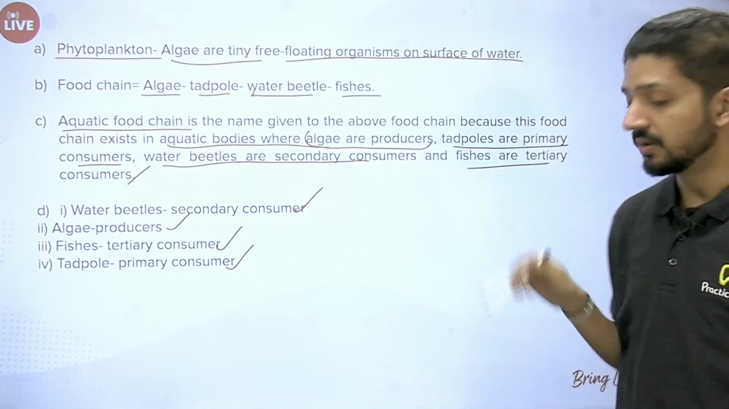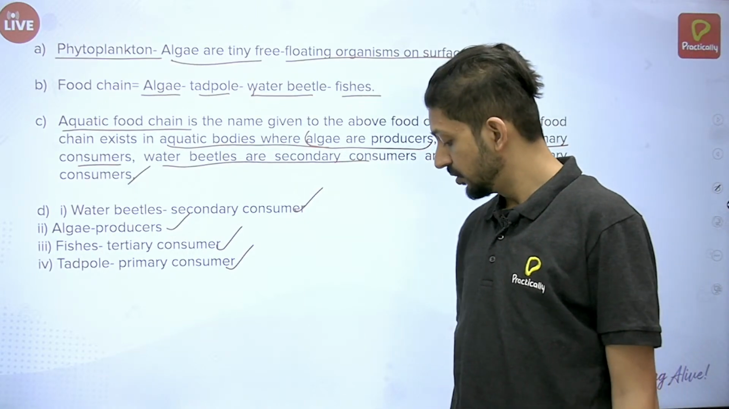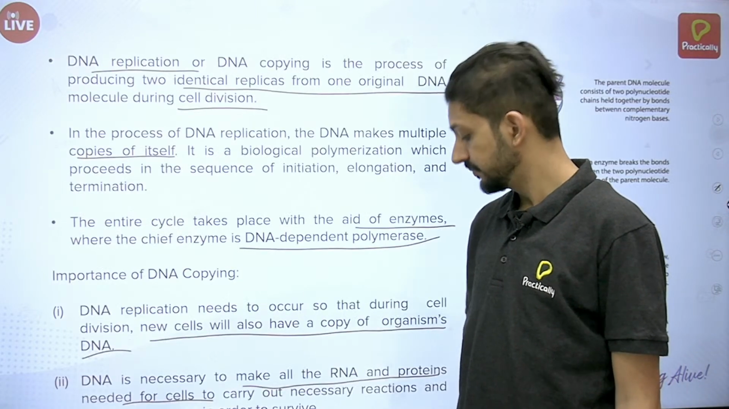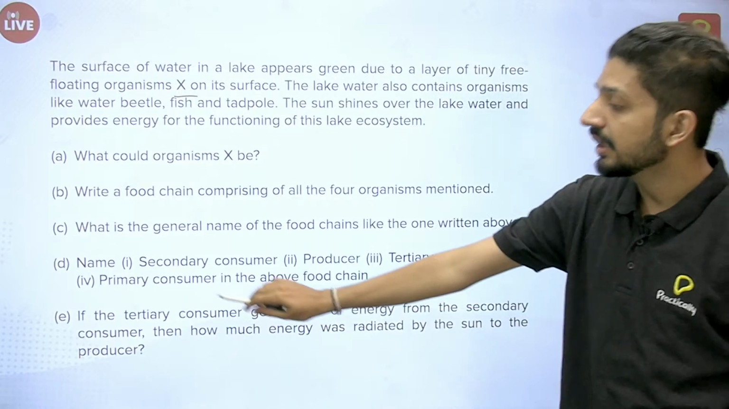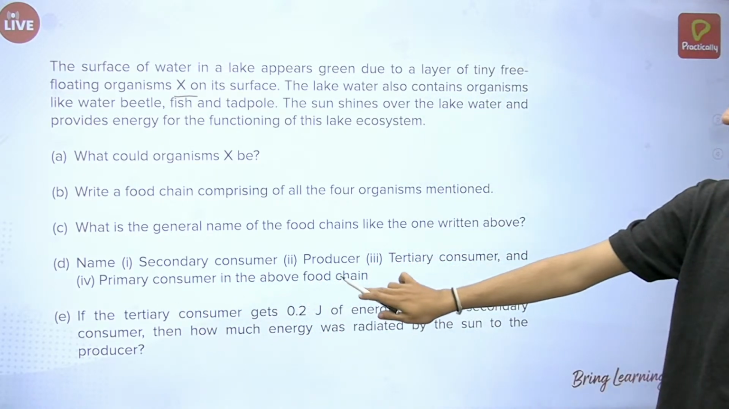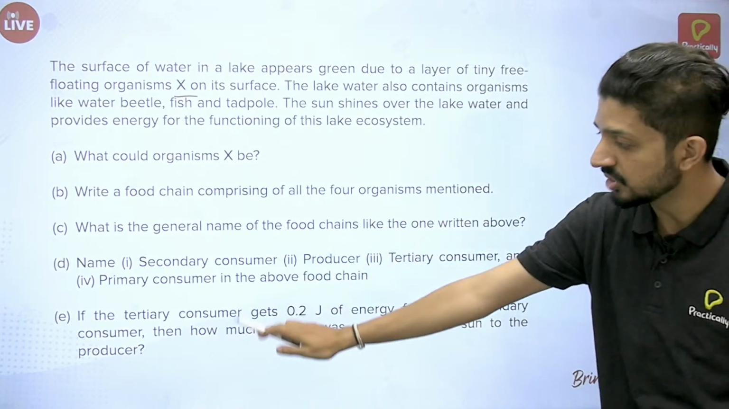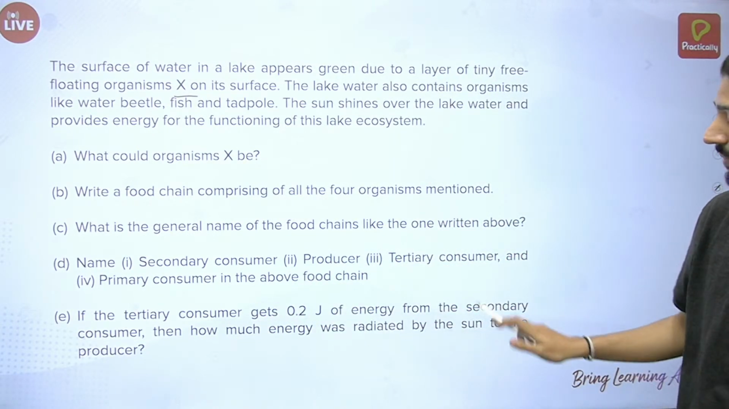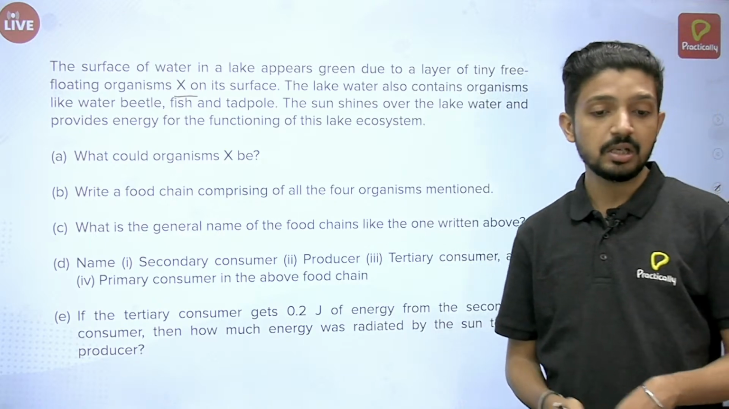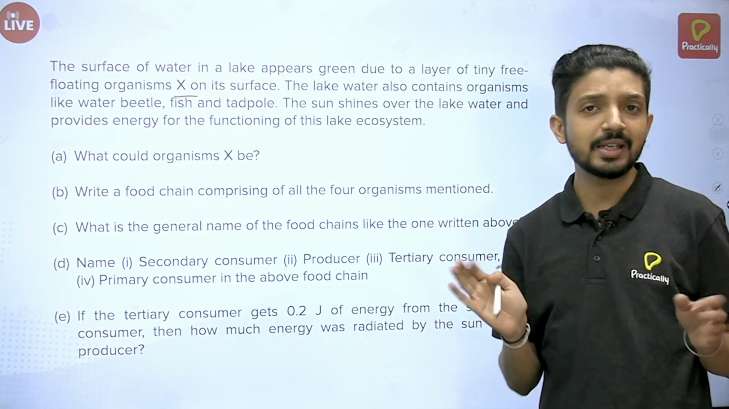Okay. Now, the next part of the question was a numerical. First, let's read the question. If the tertiary consumer gets 0.2 joule of energy from the secondary consumer, then how much energy was radiated by the sun to the producer? Okay. Now, here is a numerical. Don't panic. You can easily solve it.